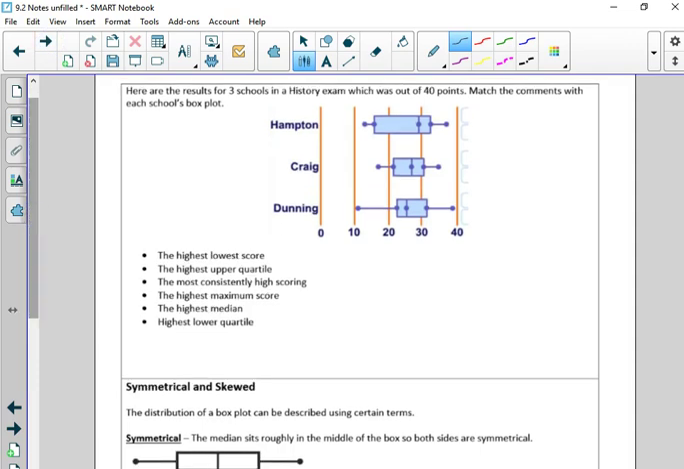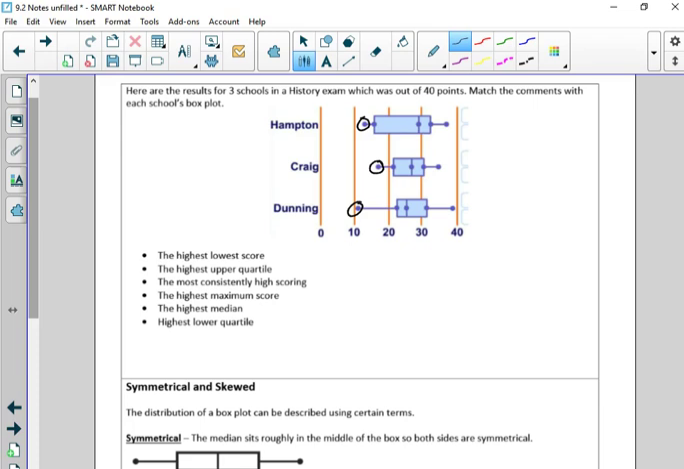Okay, here are the results for three schools in a history exam, which is about 40 points. Match the comments with each school's box plot. So we've got to look for which school had the highest lowest score. Dunning had the lowest score. Which one had the highest lowest score?